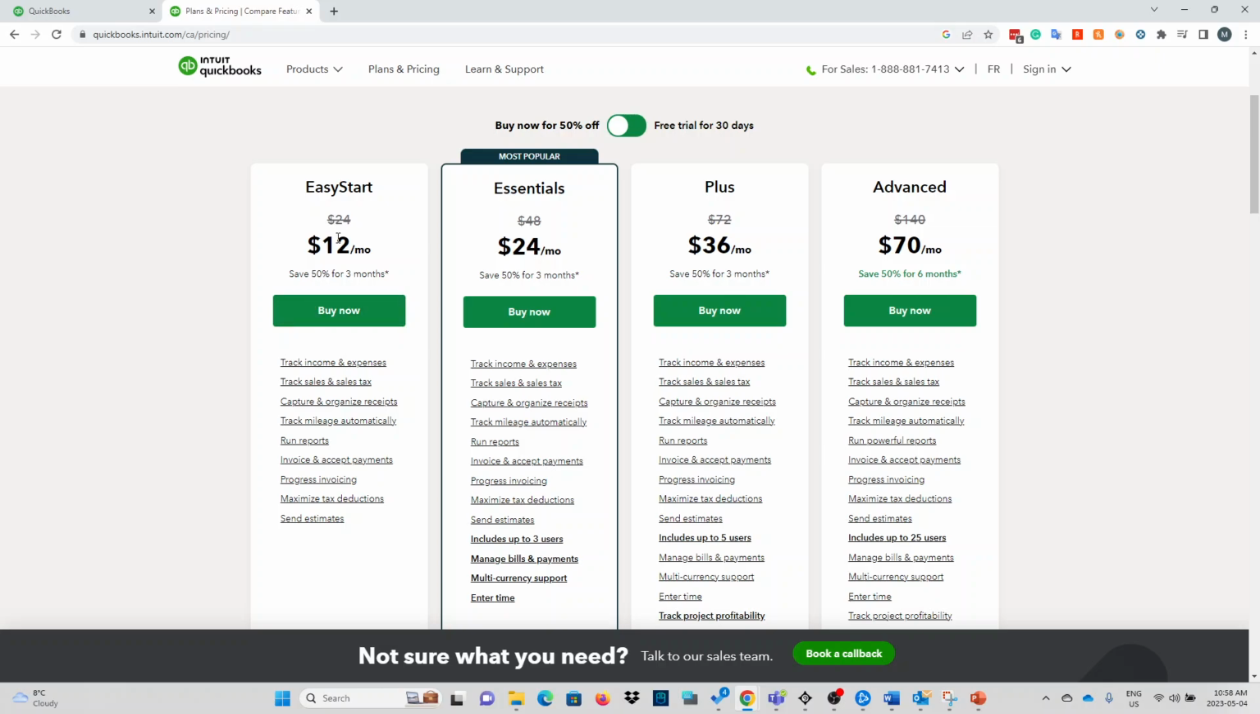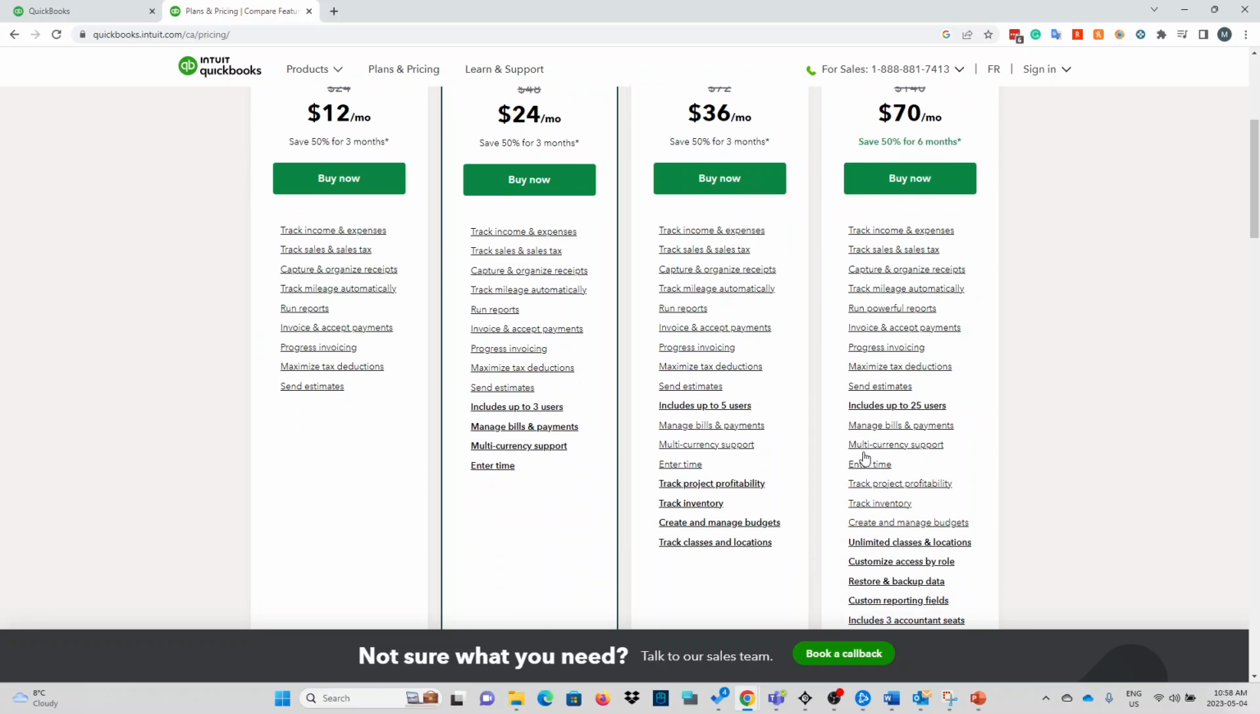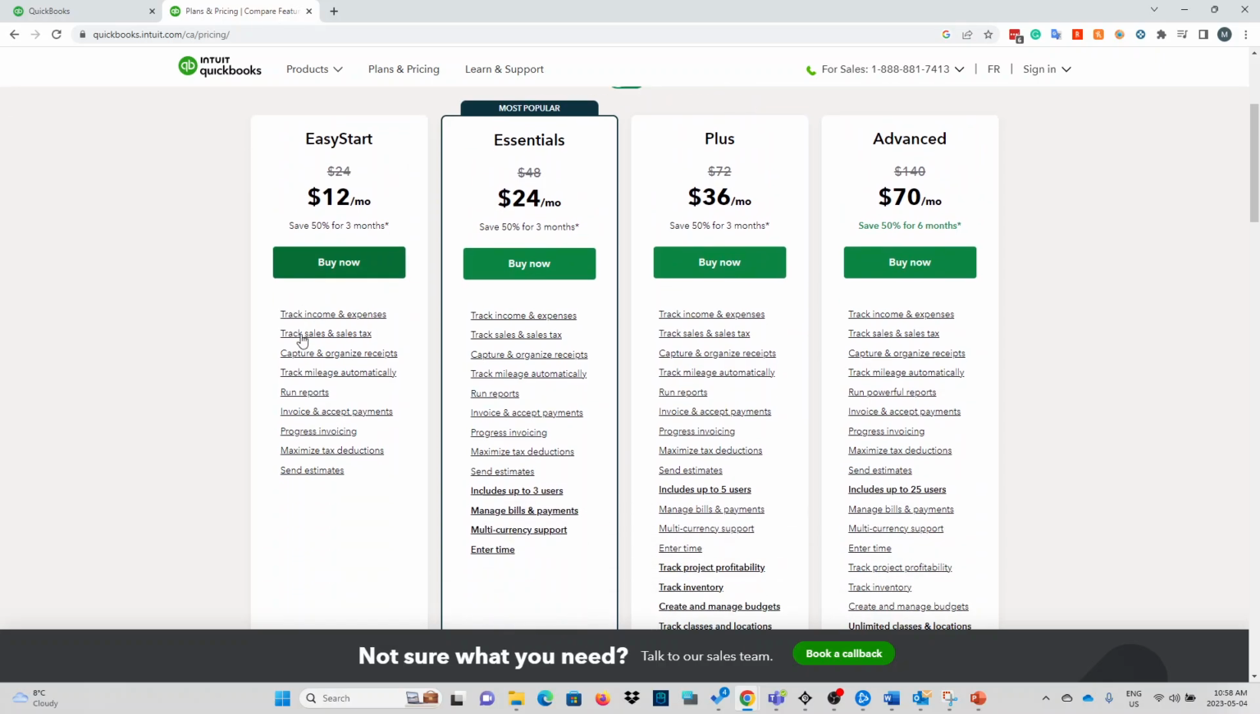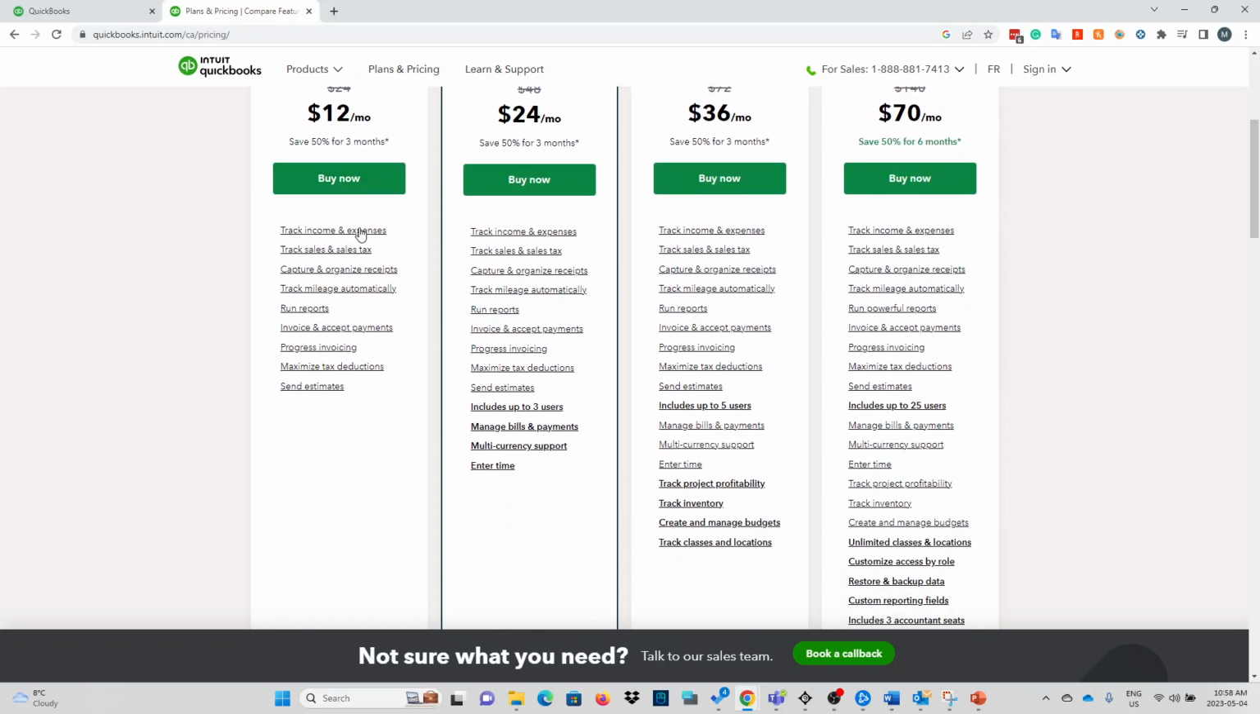So let's go through each of the packages in a little detail. What does the Easy Start do? It tracks income and expenses, the basics. Sales receipts, capture and organize receipts, track mileage, run reports, invoice and accept payments, and so on.